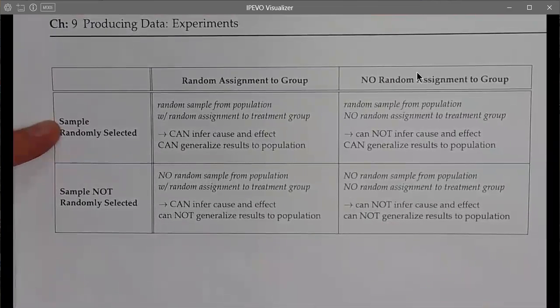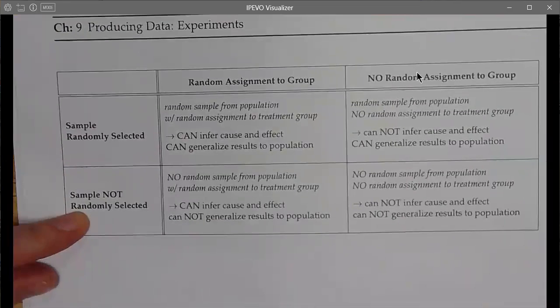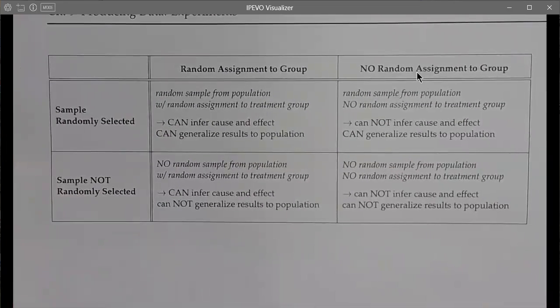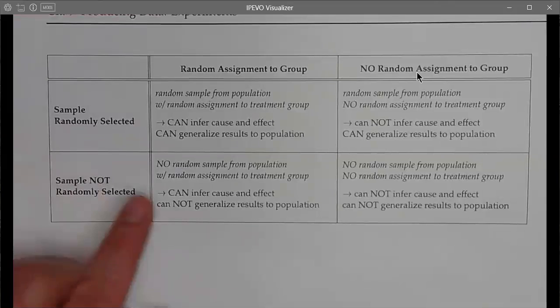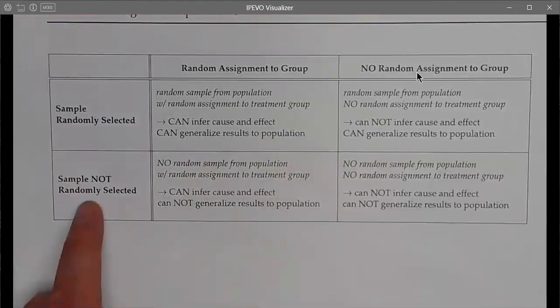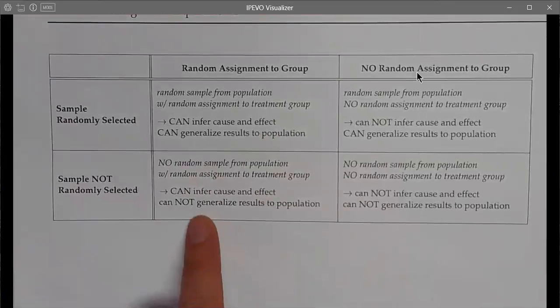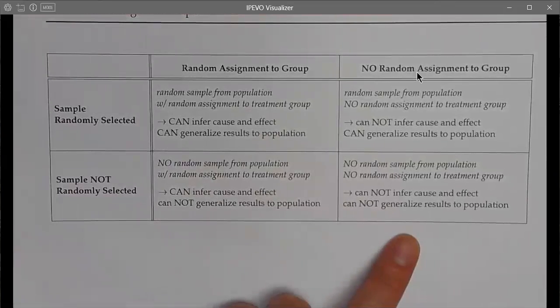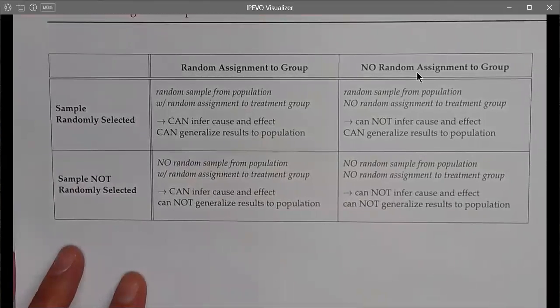So we have the sample was randomly selected and the sample was not randomly selected. And the thing about randomly selected samples is it allows you to apply your results to your population. So that's why I have you can generalize your results and you can generalize your results. Down here, this row that goes across, what's not randomly selected, you cannot generalize your results in either one of those. The other piece of this is the random assignment to a treatment group.